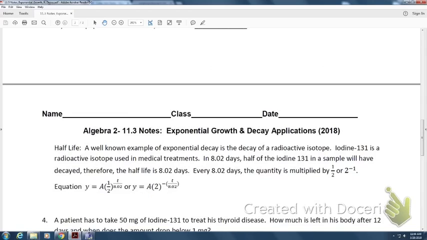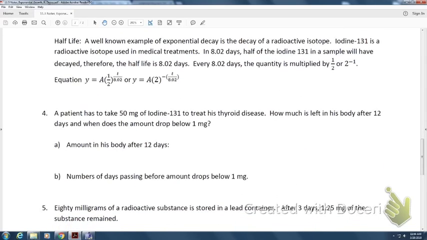Alright, so let's go to the back. So kind of start looking at half-life stuff. Joe, will you read that paragraph for me? A well-known example of exponential decay is the decay of radioactive isotopes. Iodine-131 is a radioactive isotope used in medical treatments. In 8.02 days, half of the iodine-131 in a sample will have decayed. Therefore, the half-life is 8.02 days. Every 8.02 days, the quantity is multiplied by 1/2 or 2 to the power of -1.